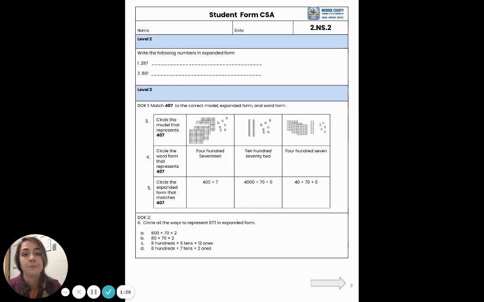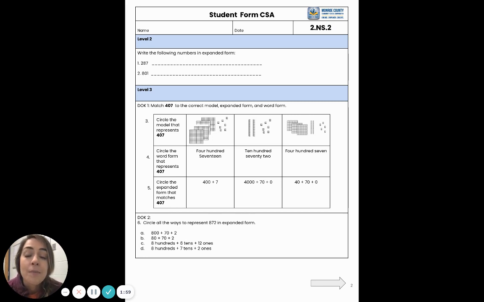All right, this is the first page. I was showing you the second page. So right up at the top, you're going to write your name and the date. Today is 3-23-21. And I want you to find number 1. And number 1, I see the number 287. And you are going to write this number, 287, in expanded form. Then you are going to write the number 801 in expanded form.